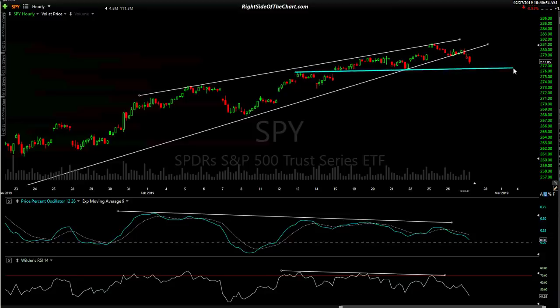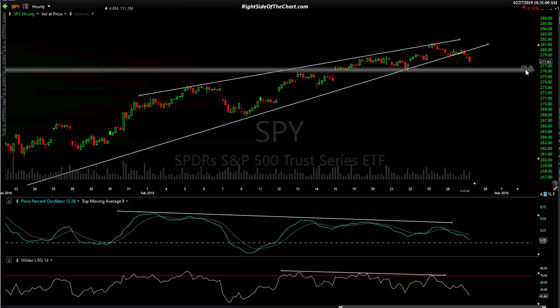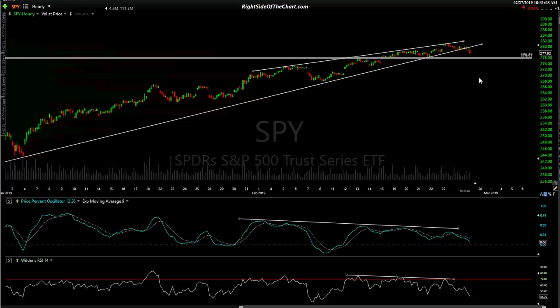There's also some support there, so I'll give you that line. That line comes in at about 276.30. So I think once they take that out, maybe a little, you can see there's some gaps below, give or take. That should open the doors to some more downside. That's also a minimum pullback target.